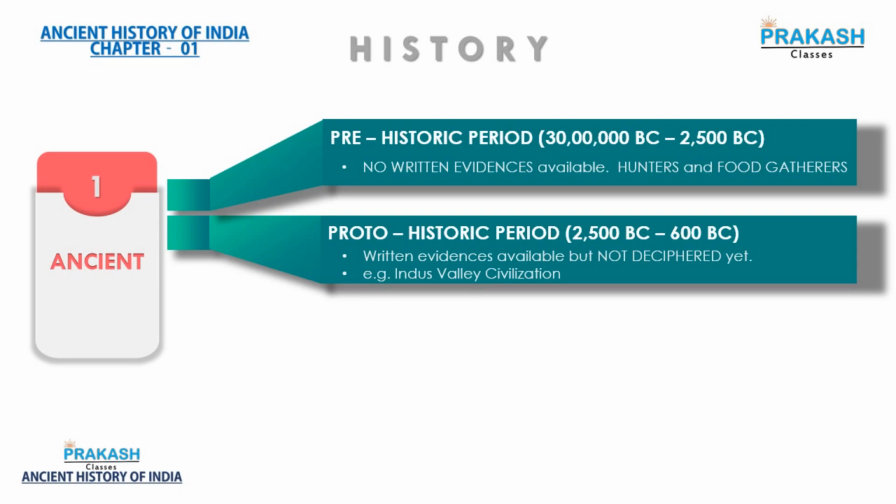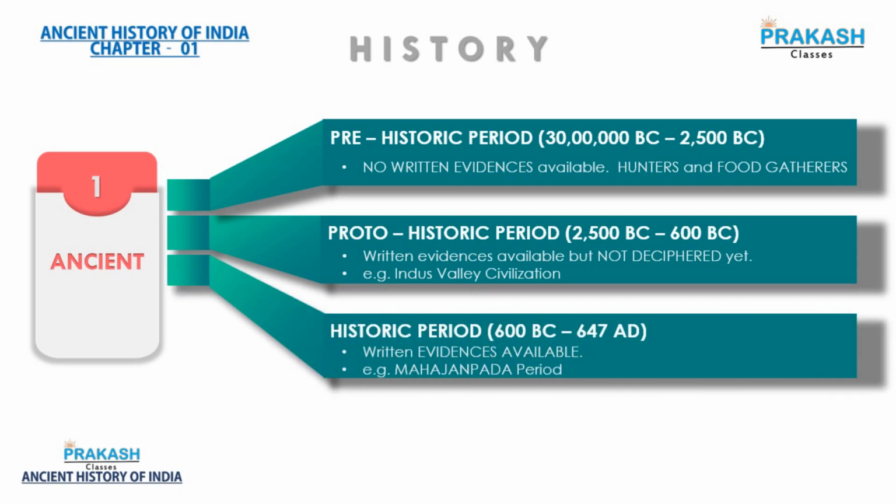This period extends from 2500 BC to 600 BC. There are written evidences available for this period, but they have not been deciphered yet. The Indus Valley Civilization is a part of this period. The third period is the historic period. It extends from 600 BC to 647 AD. The written evidences available for this period have been deciphered. The Mahajanpads belong to this period.